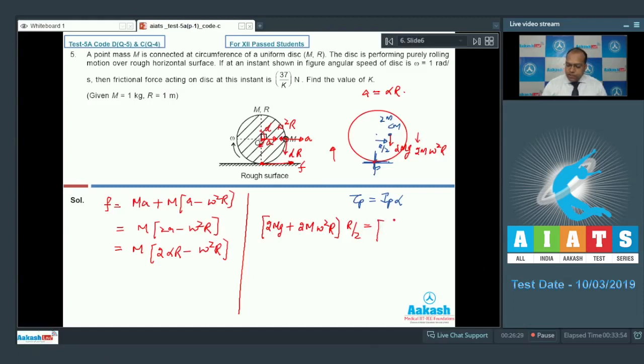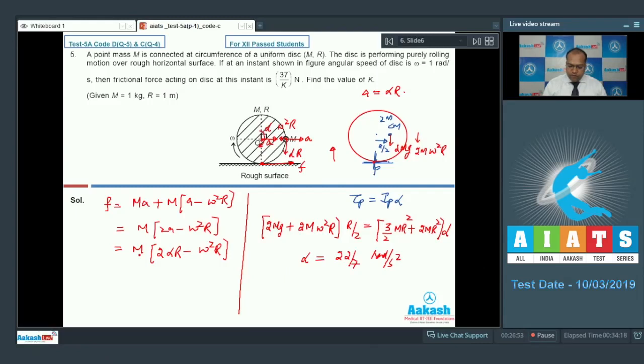So the moment of inertia of the disk about point P is 3 by 2 m r square, plus that of the point mass is 2 m r square, into alpha. So if I substitute the values of m, omega and r here, then the value of alpha comes out to be 22 by 7 radian per second square.